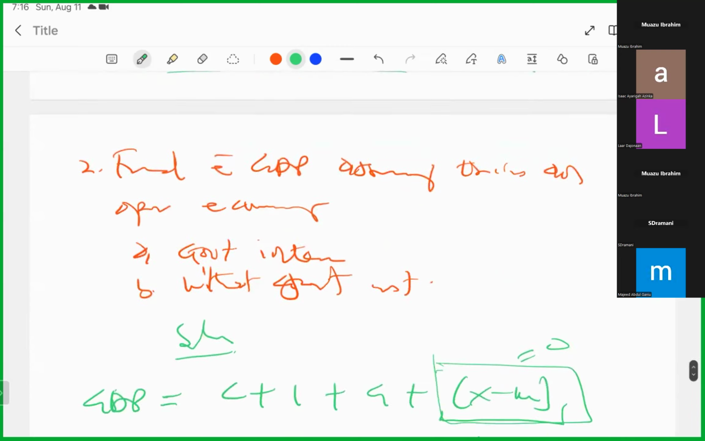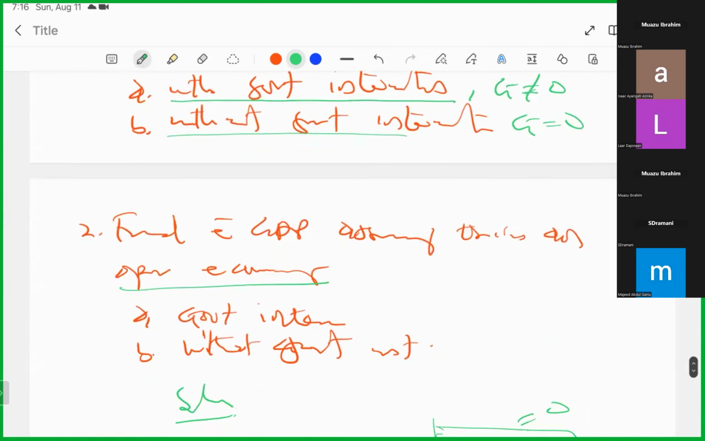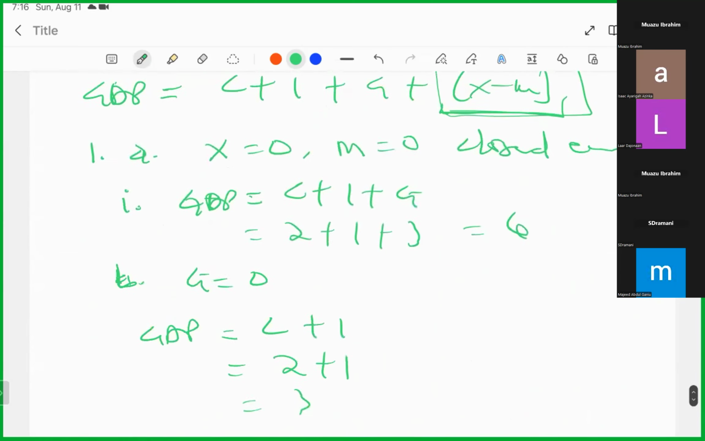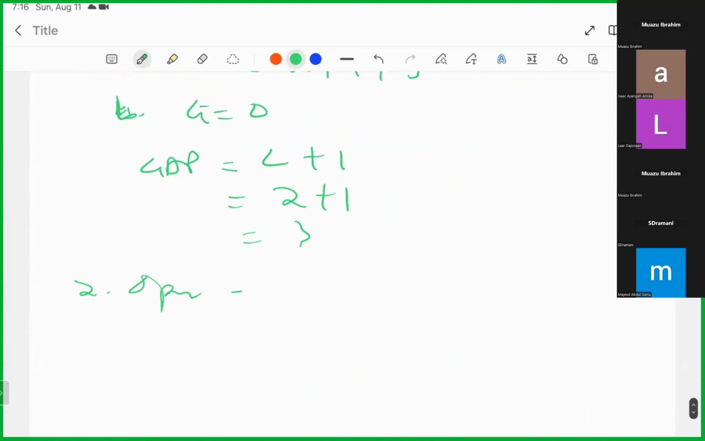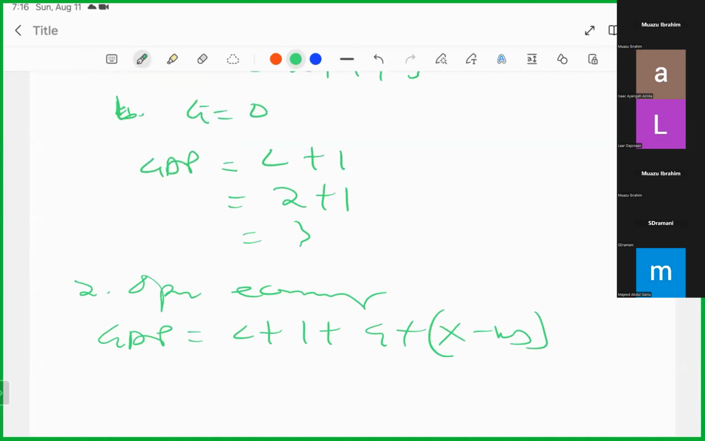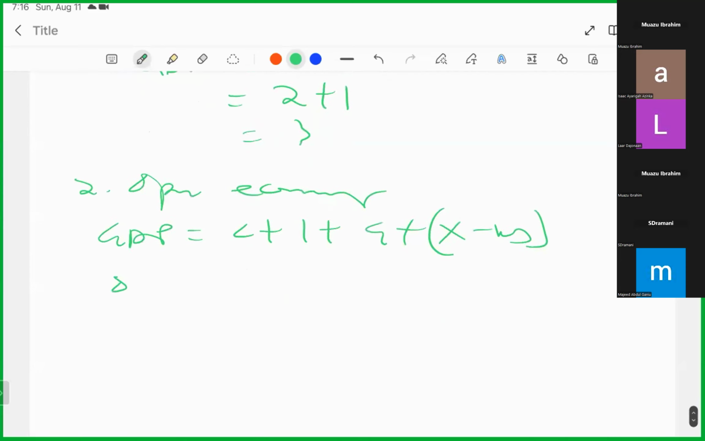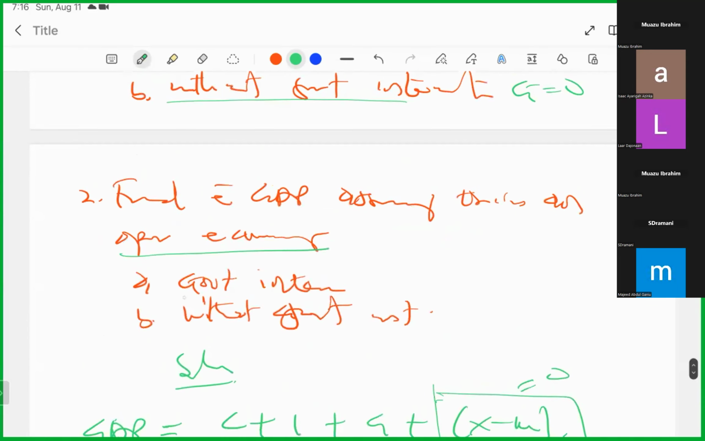The second part is talking about the GDP of an open economy. So for an open economy, the GDP would be consumption plus investment plus government plus export minus import. That is the external sector. The A part is talking about with government intervention, which means that G is not equal to 0. And without government intervention, G is equal to 0. That is for the second part.